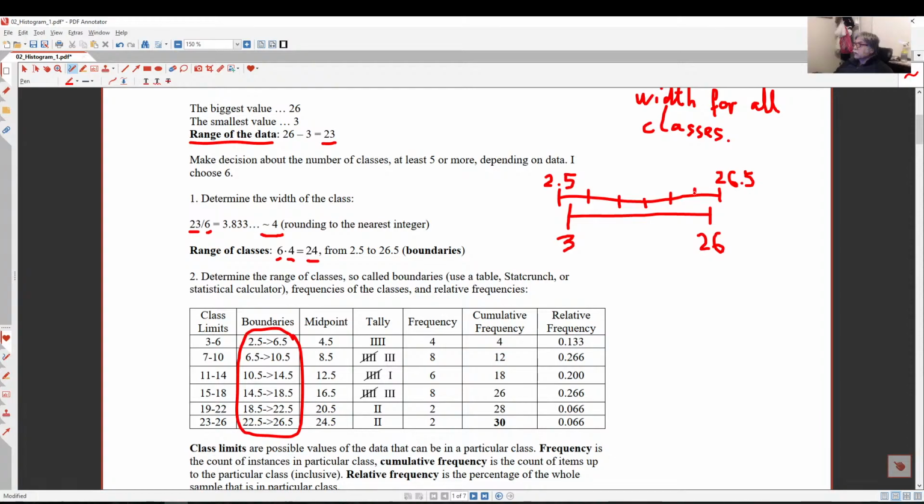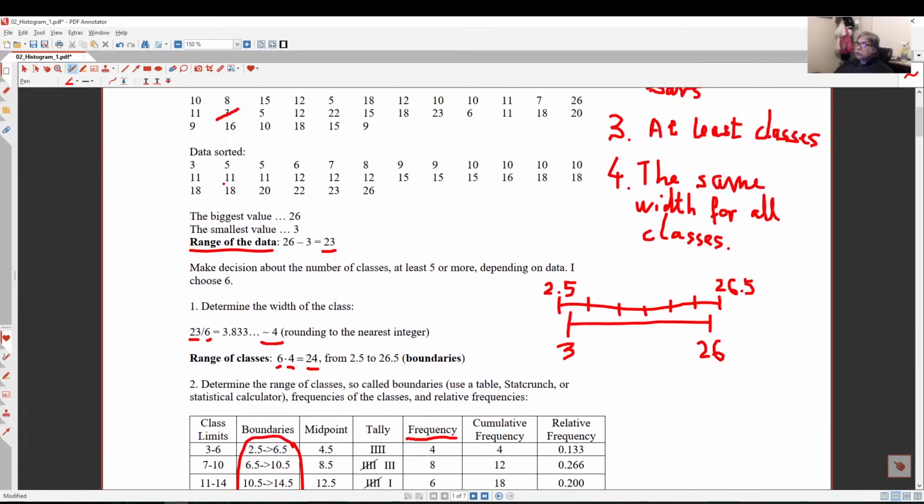The next boundary is 22.5, and the last boundary 26.5, as listed here in this table. Now in the first column of the table I have class limits. This is what is actually going to be in the class: the items between 3 and 6, which means 3, 4, 5, and 6. This is going to be very easy to count, and that count we call a frequency.